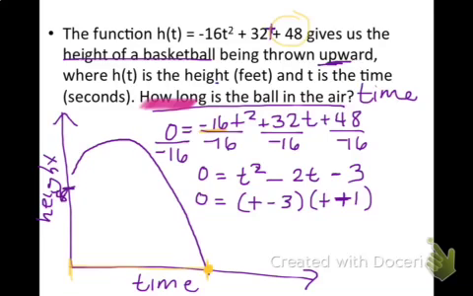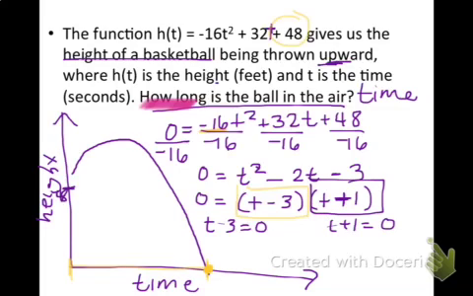Well, I divided it. So now what we can do is go ahead and use the zero product property. I'm going to take this first factor and set it equal to 0. And I'll take the second factor and set this equal to 0. Now I can add 3 on both sides, and I get t is equal to 3.